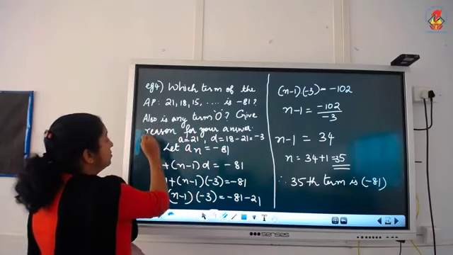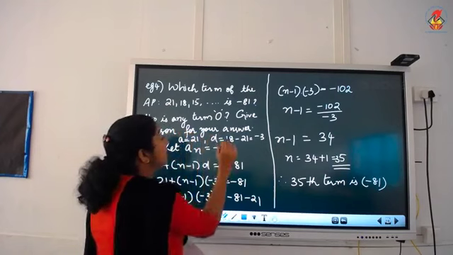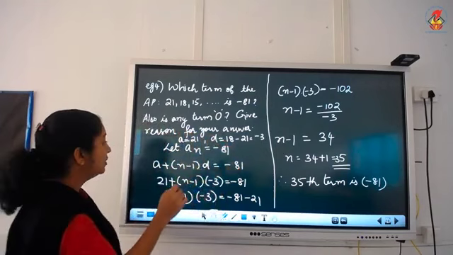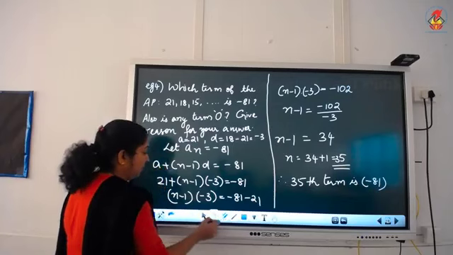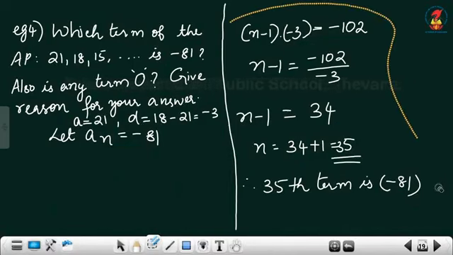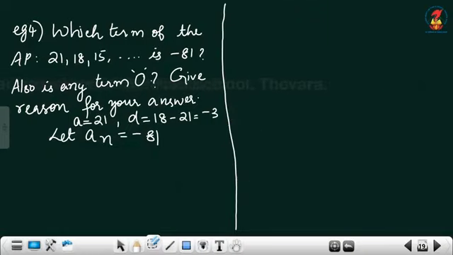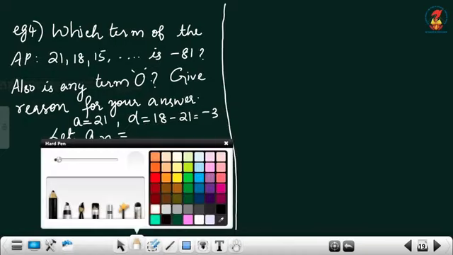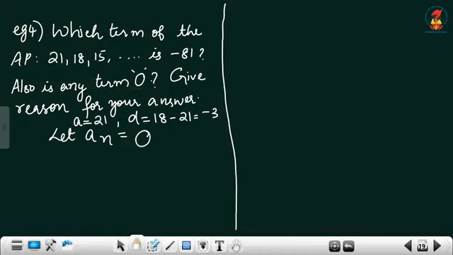So, continuation of the question. Also, is any term 0? We need to check whether 0 belongs to this group, whether 0 belongs to this group or not. So, for that also we need to take, let AN be equal to 0. So, we can write A plus N minus 1 into D is equal to 0.